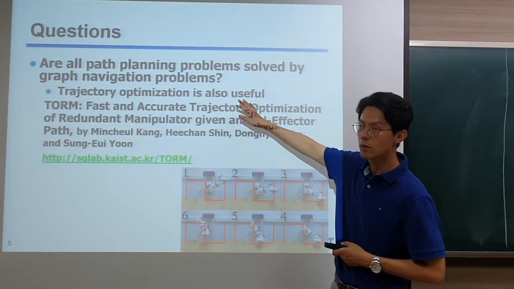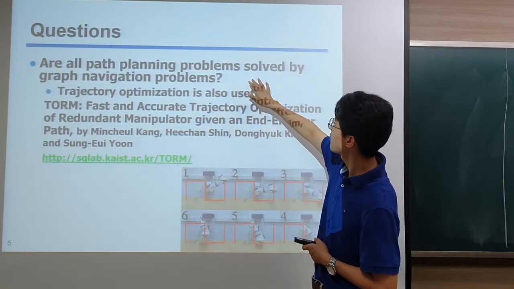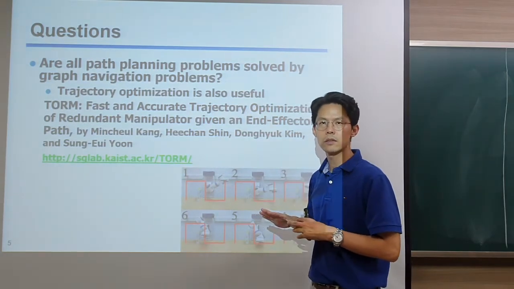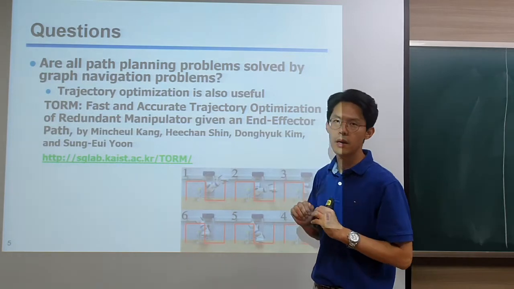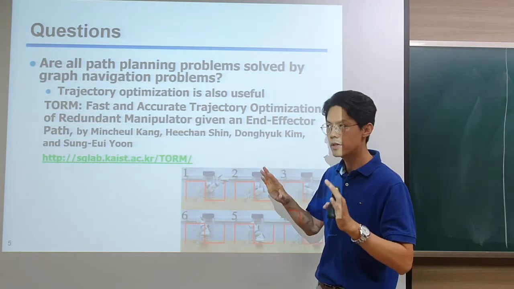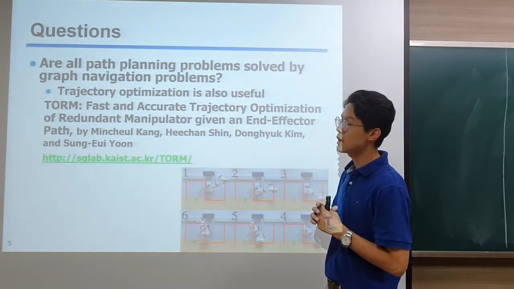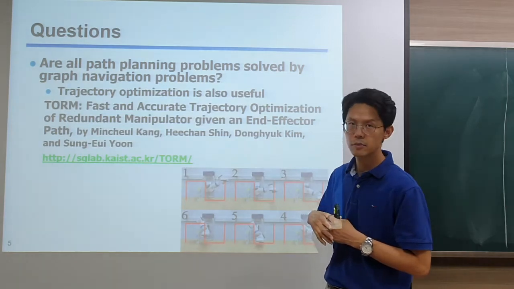One of your fellow students asked whether all the path planning algorithms are solved as a graph navigation problem. In the class, we mainly start from the C space, which is a discretized free space represented with a graph, and we do the graph search, right? That's one of the very common approaches, but there are many other approaches.